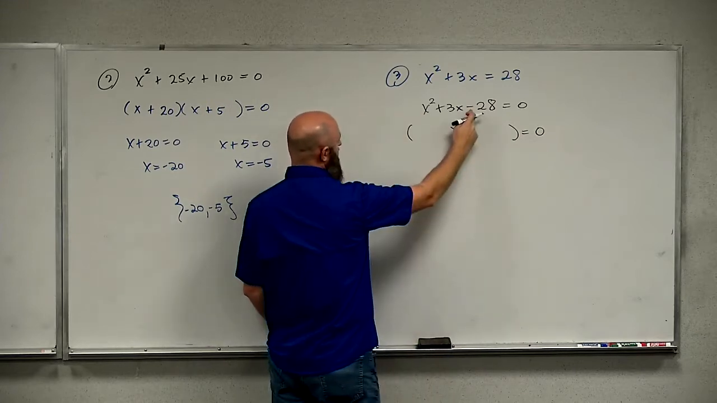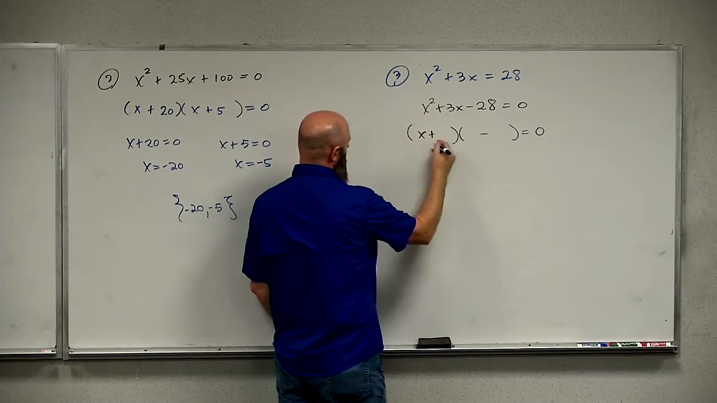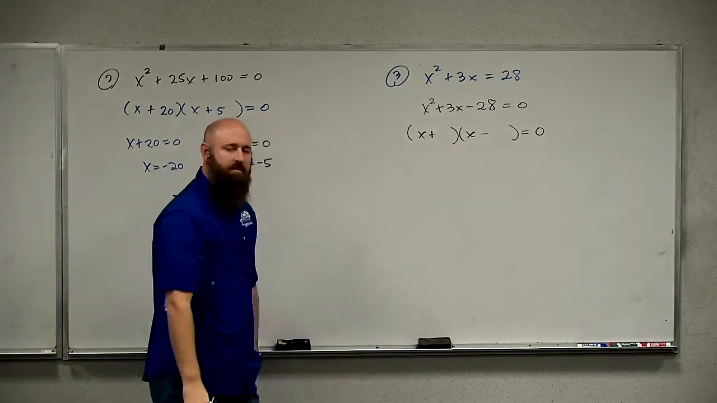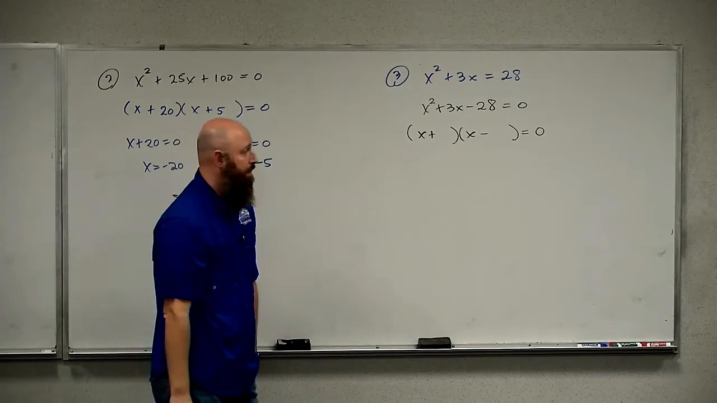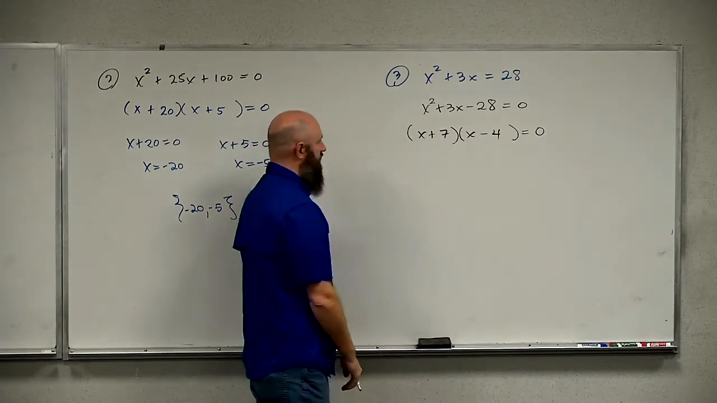Okay. Well, this time my signs are different. X squared, I still get x and x. And then for 28, we get 7 and 4, which gives me 28. And I need that 7 to be on the plus.